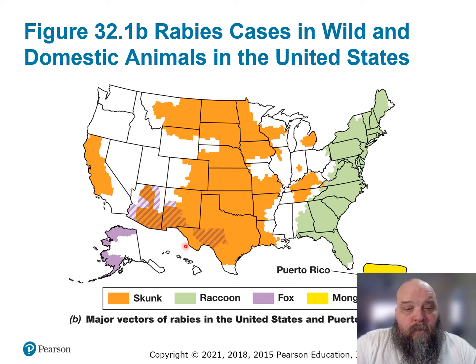Now, as you notice, skunk, raccoon, fox. This doesn't list the bats because the bats are pretty much ubiquitous. But the predominant one on the East Coast is the raccoon. Here in the Midwest, from Texas on up through Canada, this is going to be the skunk. So around here, the skunk is going to be the number one, not the only carrier, not the only reservoir, but the number one carrier. You go out into the West, you'll see that the fox is it.